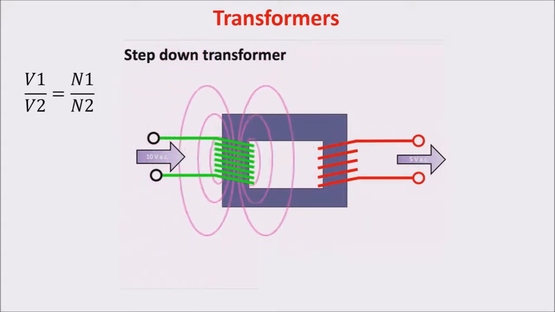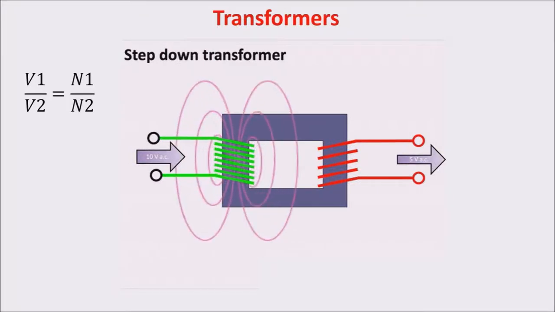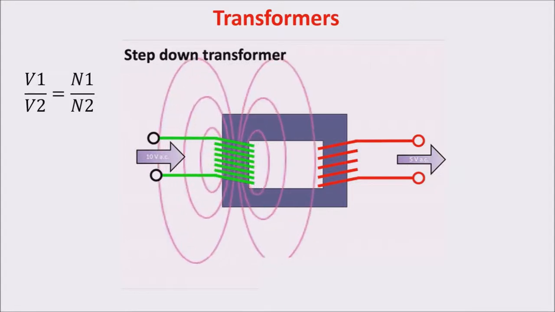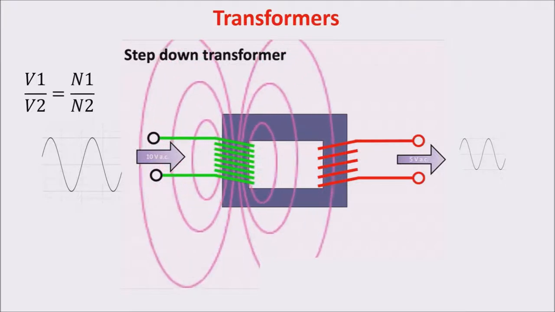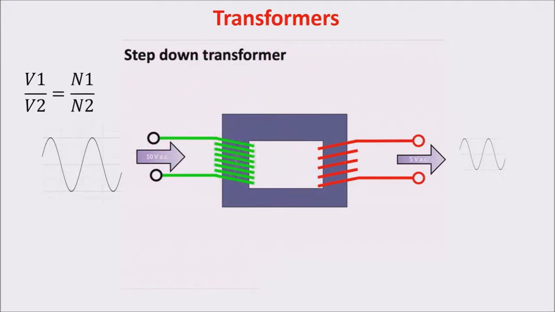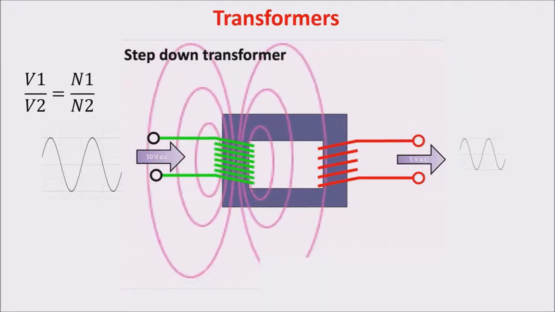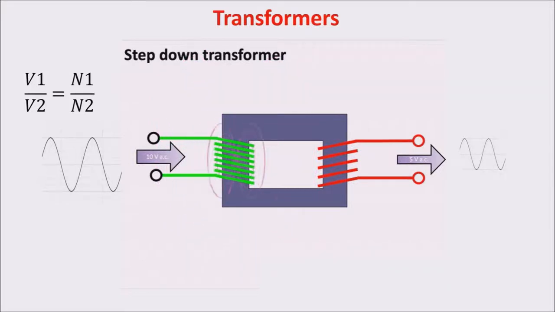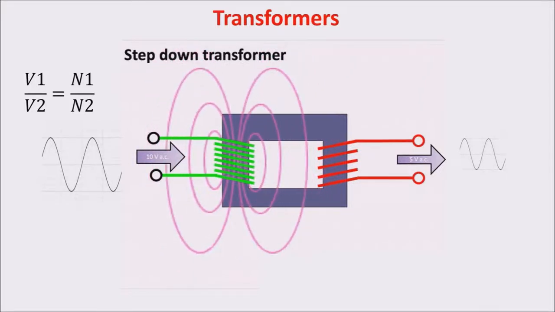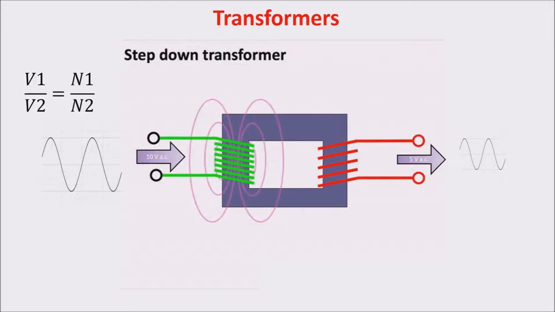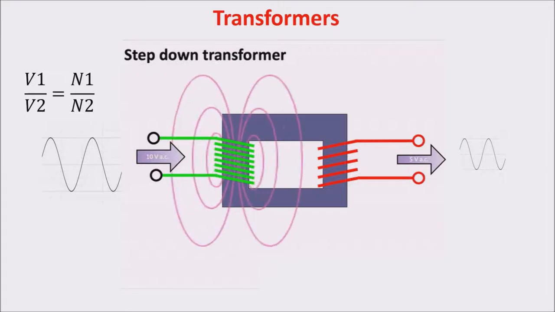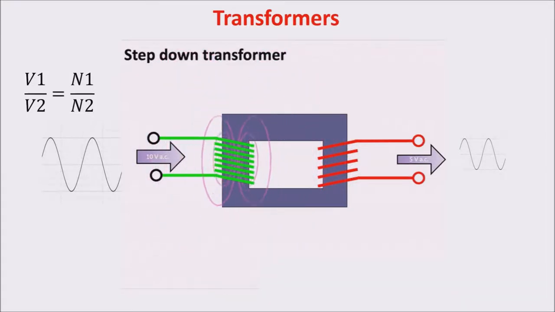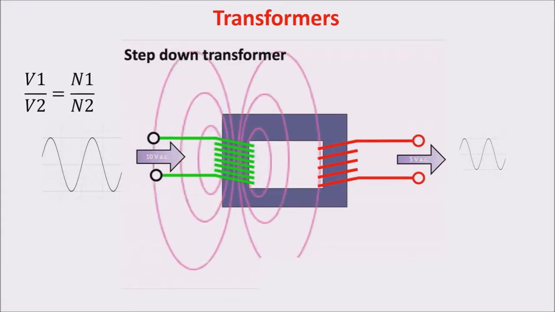This equation states that the ratio between the primary and secondary voltage is equal to the ratio of the number of turns. So, if we want to step down the voltage from 10 volt to 5 volt, the secondary coil needs to have half number of turns in respect to the primary coil. And if we want to step up the voltage, we have to put more turns on the secondary coil. Acting on the number of turns, we can step up or down an alternating voltage. This is the fundamental function of a transformer.